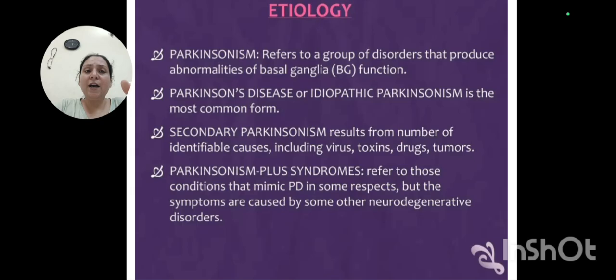Etiology I have already discussed, but let us go through it. Parkinsonism is a clinical syndrome or a group of disorders that produce abnormalities of basal ganglia function. Parkinsonism can be divided as idiopathic Parkinsonism or primary Parkinsonism, secondary Parkinsonism, which is because of a vascular cause or drug induced Parkinsonism, and Parkinsonism plus syndrome. Now this is atypical Parkinsonism, where the conditions mimic Parkinson's disease but have other neurodegenerative disorders also, like dementia with Lewy body, which we discussed in the previous video.